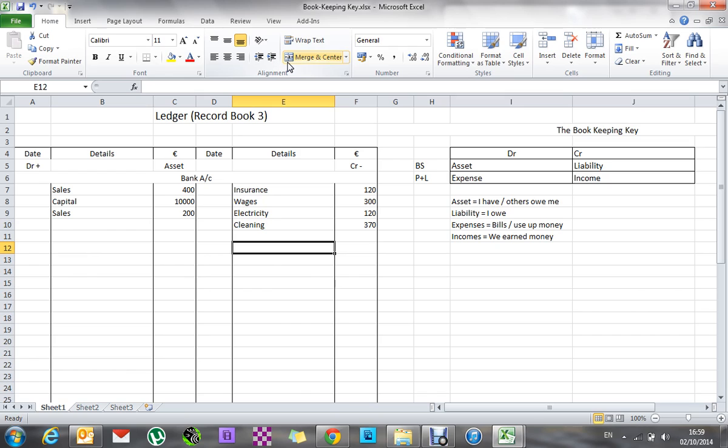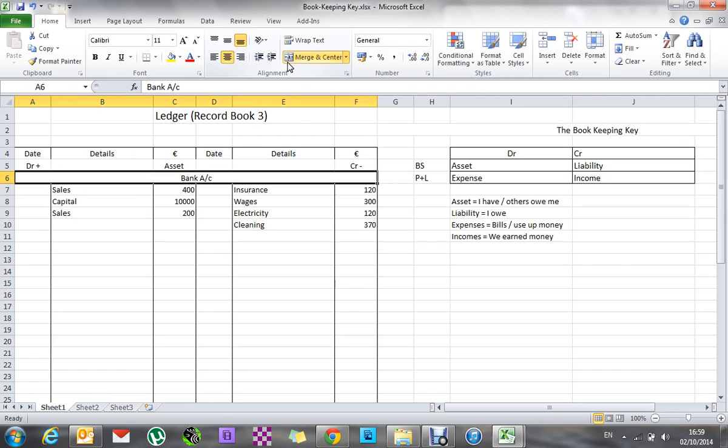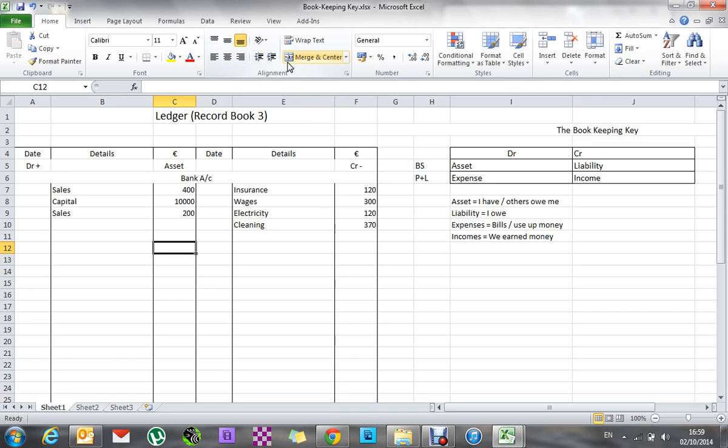So now, I presume that we can balance these accounts, but we need to do the double entry for this now. So that means every time a transaction takes place, we'll have a debit in one account and a credit in another. So these words and details are the names of the other accounts. So I'm going to have an account called insurance. I'm going to have an account called wages. So skip 2 lines. I'm going to have an account called electricity. And then I'll finally have an account called cleaning.